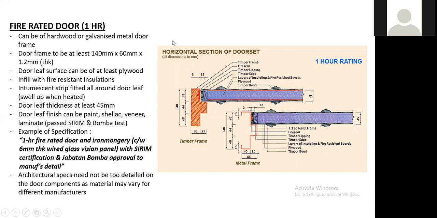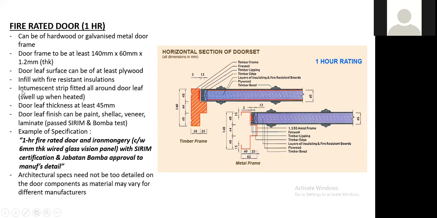Okay, but just for info, what are the differences? For a 1 hour door, the frame can be hardwood or galvanized metal. The door frame is at least this size and 1.2 mm thick, as mentioned just now. The door leaf surface can be of at least plywood, infilled with fire resistant insulation.